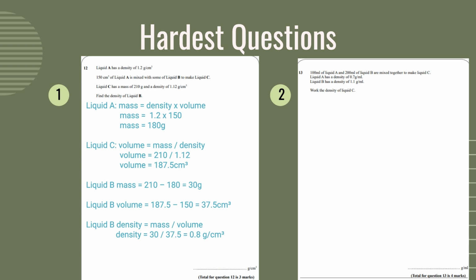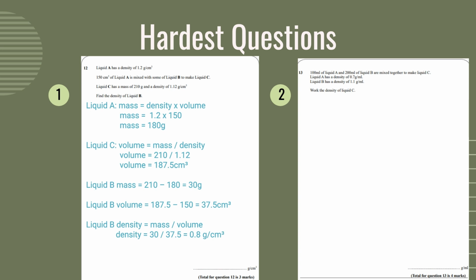So, liquid A, for the mass, is density times volume. So we do 1.2 times 150, we get the mass of liquid A, which is 180 grams. For liquid C, for the volume, we do mass divided by the density. So we do 210 divided by 1.12 to get the volume of 187.5 centimetres cubed. Now, for liquid B mass, we do 210 minus 180 to get 30 grams. For liquid B volume, we do 187.5 minus 150, which equals 37.5 centimetres cubed.